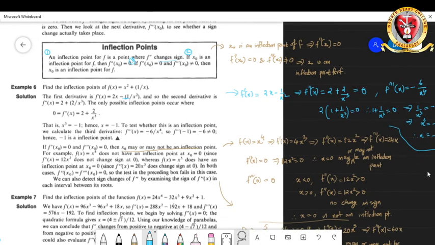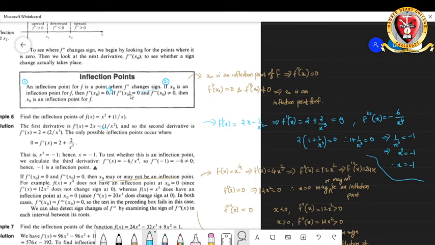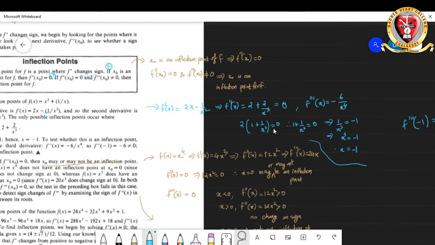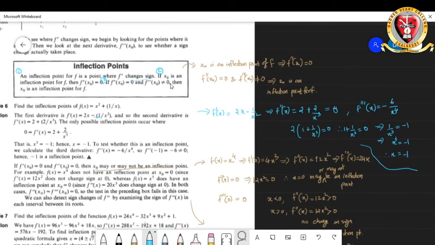And the definition says that if f double dash of x naught is equal to 0 and f triple dash of x naught is not equal to 0, then x naught is an inflection point. There are chances that if f double dash of x naught is equal to 0 and f triple dash of x naught is equal to 0, there can be inflection points for f.